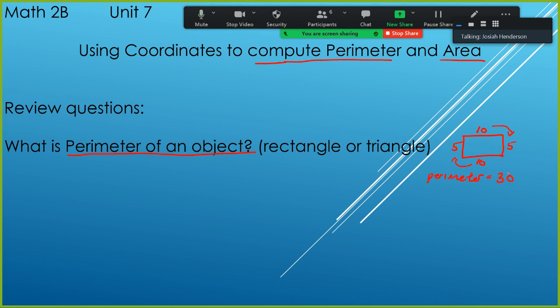for this rectangle. And then same idea, if we wanted to find it for a triangle, we would have to know all the side lengths of our triangle and add them all up. So if this is A, B, and C, we don't know the numbers, but we're labeling A, B, and C. The perimeter would be A plus B plus C.